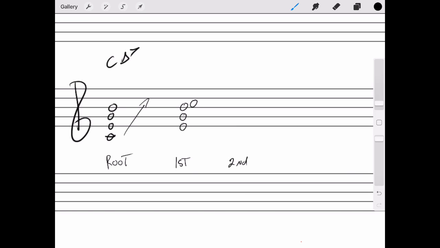And in second inversion, this E goes up to the octave. So we have the fifth in the bass, G, B, C, E. And finally, in our third inversion, the G goes up, and we have the seventh in the bass, which in this case is the B, C, E, G.